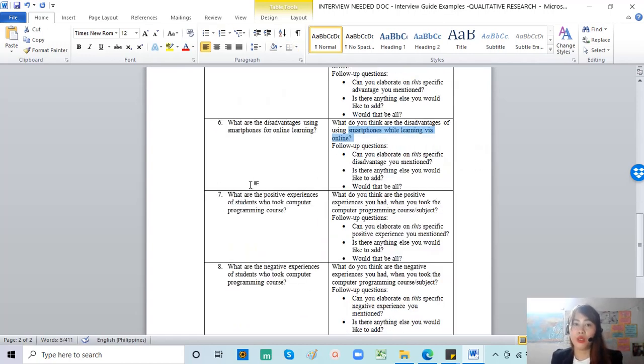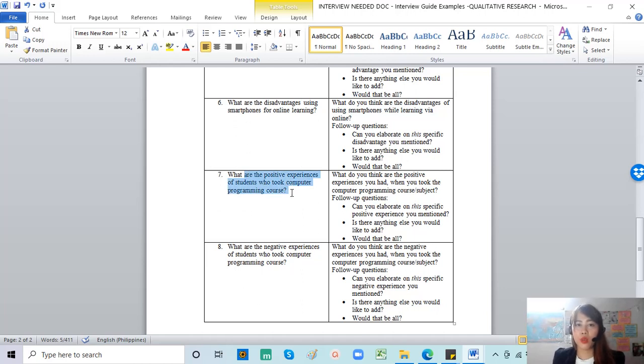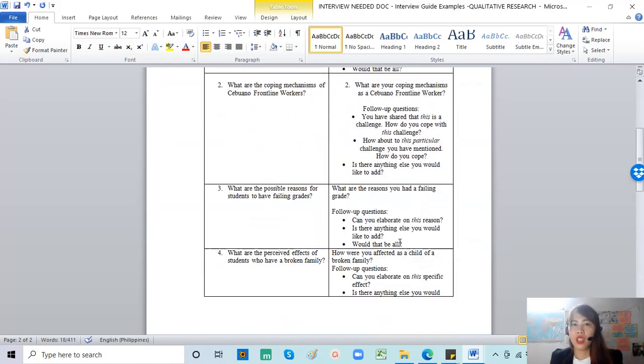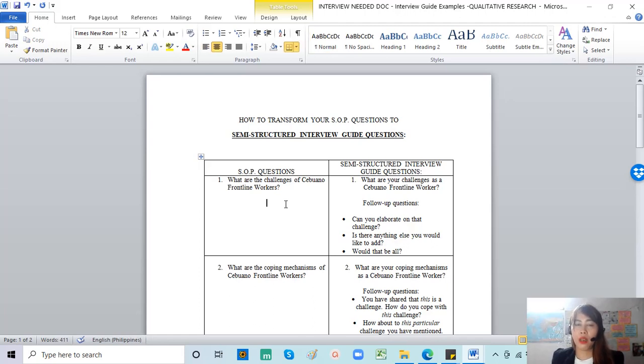What are the positive experiences of students who took the computer programming course? You can ask, what do you think are the positive experiences you had when you took the computer programming course? Would you like to elaborate? Would you like to add? What are the negative experiences? So you ask, what do you think are the negative experiences you had when you took the computer programming course? So that is how you transform the SOP question into semi-structured interview guide questions.